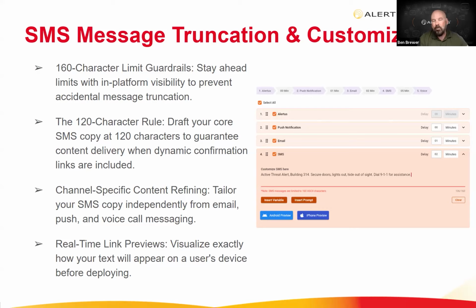As with all of our alerting modalities, with the exception of the voice call, you do have the ability to customize your SMS content. First and foremost, as Sarah pointed out, the character counter is going to give you a very accurate representation of the number of characters and spaces that you've consumed. Again, I recommend that you stay at 120 or fewer if you're including a confirmation link, but you can always click on the appropriate Android or iOS preview links down at the bottom of that window, as you see depicted in the blue buttons. Next slide, please, Sarah.